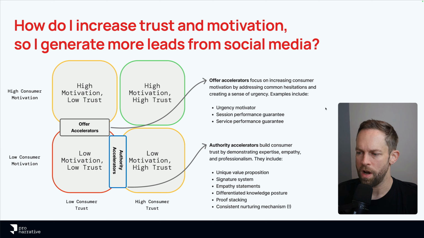This is designed to get people to say, oh, okay, great. Well, I better move now because I want that $500 reward. It's limited to 5. That's where the urgency comes in. That can be repeated every month on an ongoing basis. So the campaign messaging is evergreen, but the urgency timeline is limited to that particular month or whatever you set that to be. Another offer accelerator is a session performance guarantee.